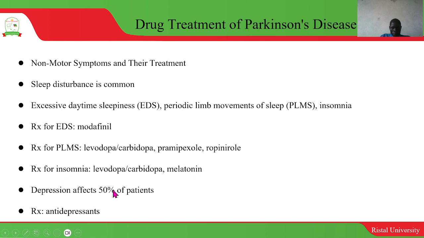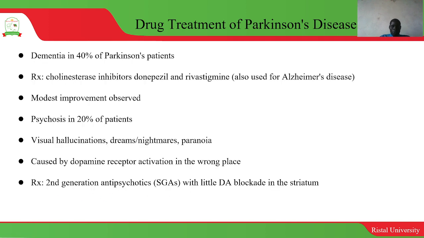Depression affects 50% of these particular patients, and the treatment is also the antidepressants. Dementia occurs in about 40% of patients with Parkinson's disease. The treatment we can use for this dementia is the cholinesterase inhibitors. One is donepezil or rivastigmine, which is also used for Alzheimer's disease.